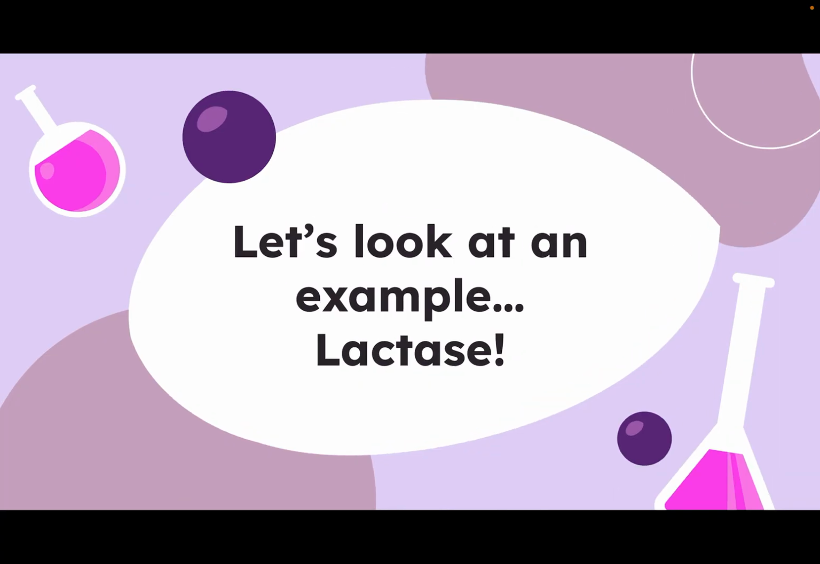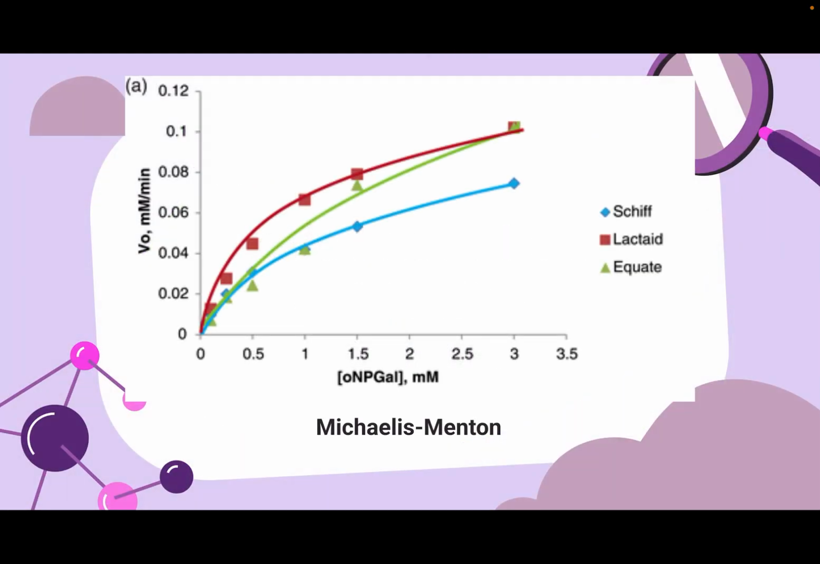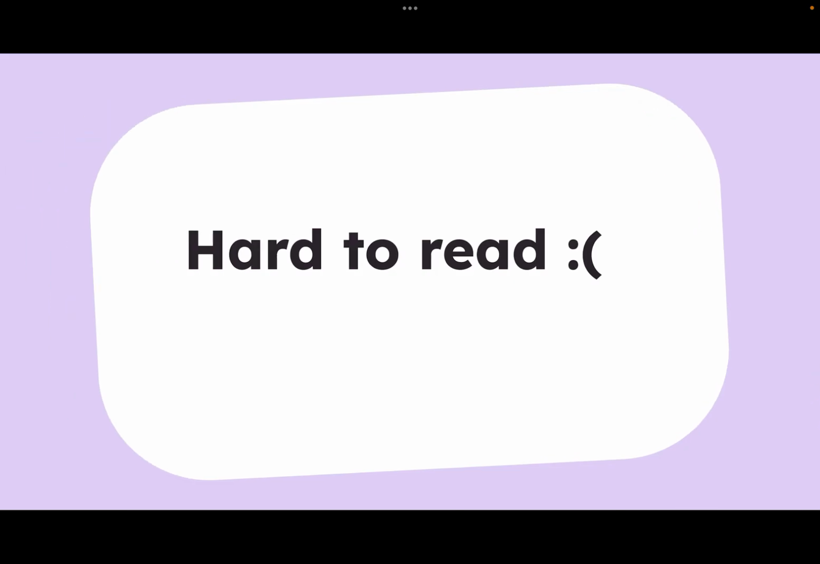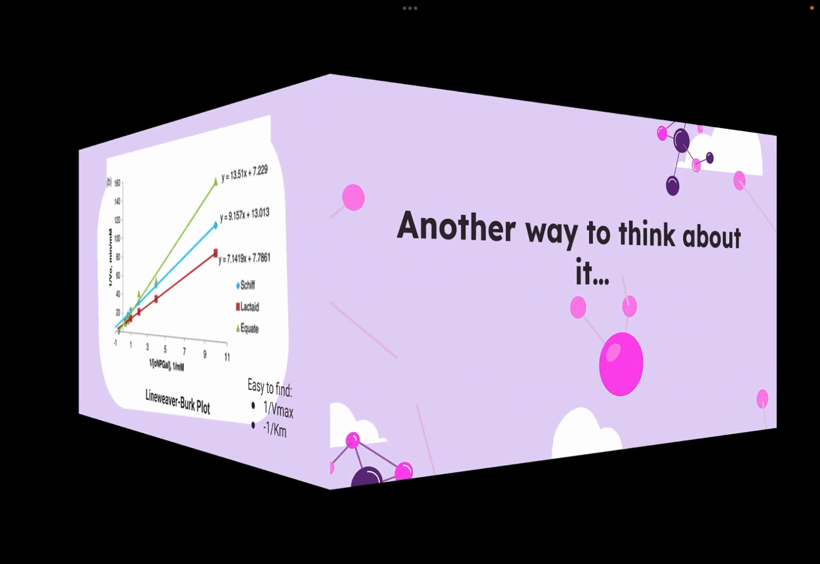Take lactase, the enzyme that helps break down lactose, which is the sugar found in milk. If you plot lactase activity using the Michaelis-Menten curve, it's hard to tell exactly where Vmax and Km are. The curve flattens and the numbers are fuzzy. But if you use a Lineweaver-Burk plot, you get a straight line that clearly shows the intercepts for 1 over Vmax and negative 1 over Km. Now, scientists can easily compare lactase to other enzymes to see how conditions like temperature or pH affect its values, all using one simple line.